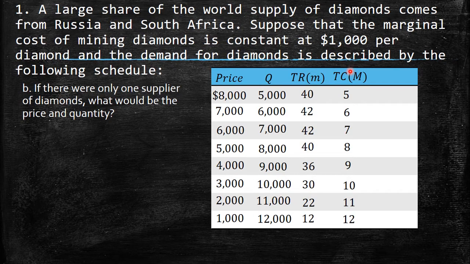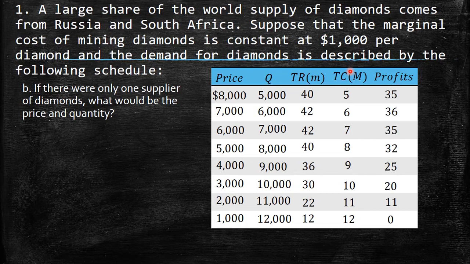Naturally, once we have the total revenue and the total cost, we can calculate the profits. The profits are defined by the total revenue minus the total cost. So it should be this one.